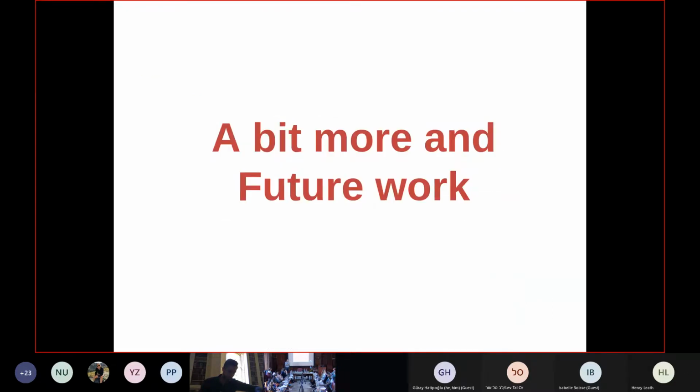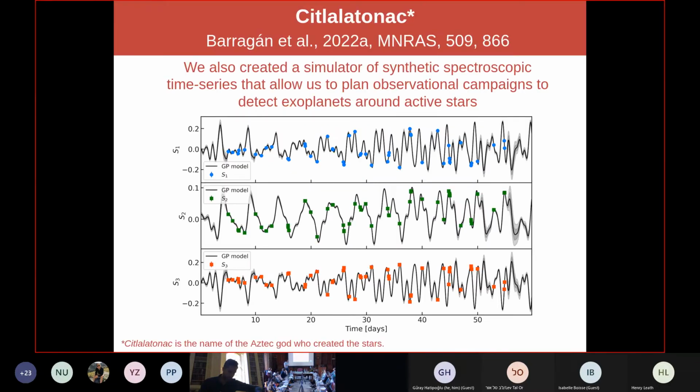And what are the plans to do with this? The first thing is that in the Pianetti paper, there is an extra thing that we are publishing, called Citlalatonac, in honor of the Aztec god who created stars. This code creates synthetic stars, with synthetic time series of activity indicators and radial velocities. We used this to plan the observations for EUMIC.